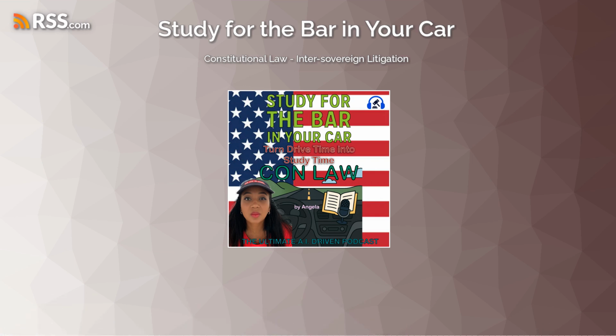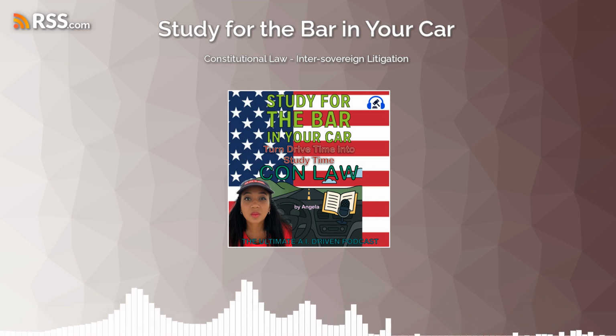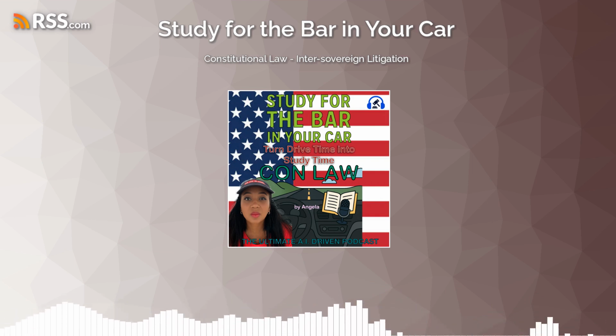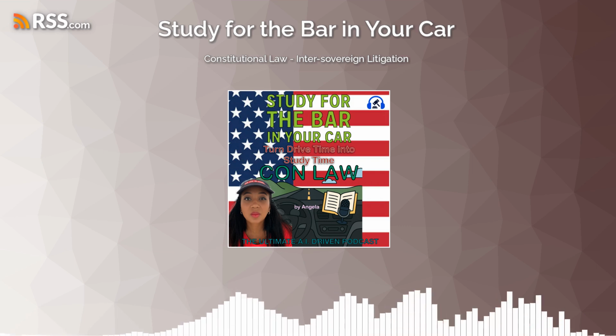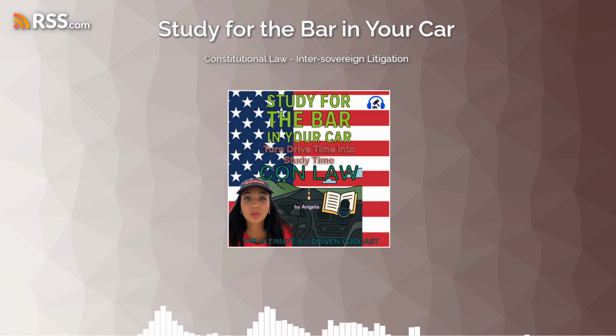A whole list. But then there are powers that aren't explicitly listed, the implied powers. Right, and these come mainly from the Necessary and Proper Clause, Article 1, Section 8, Clause 18. Angela's notes stress this. It lets Congress make laws necessary and proper for carrying out its enumerated powers. So it's not a blank check. It has to be linked to one of the listed powers.